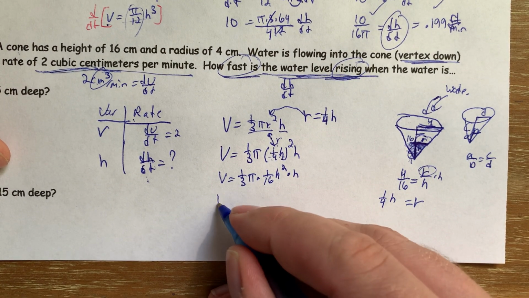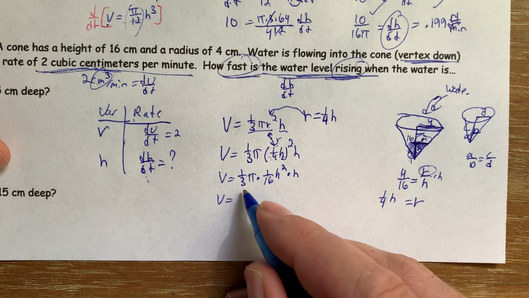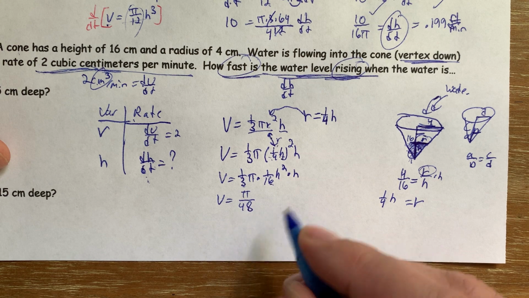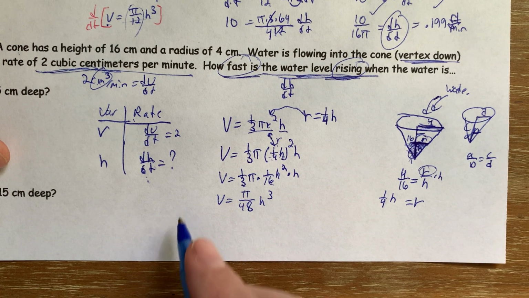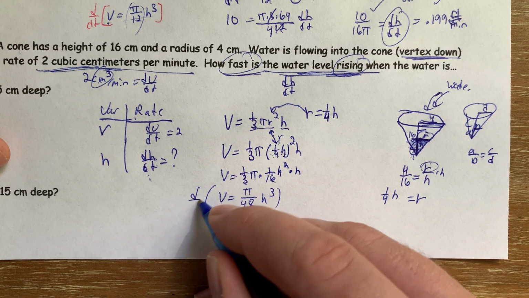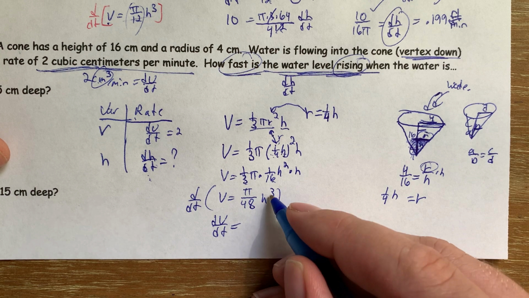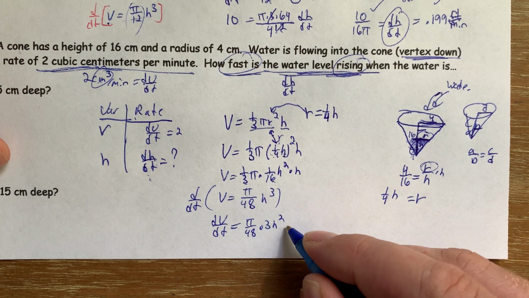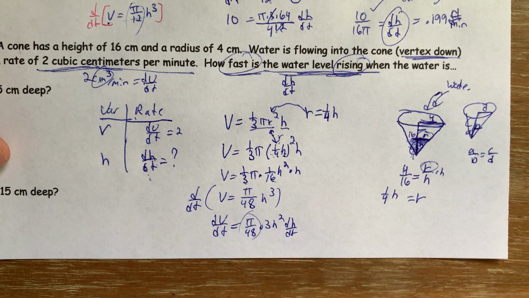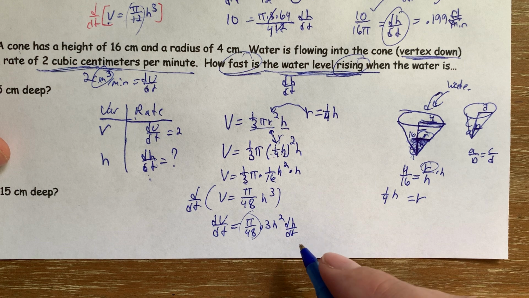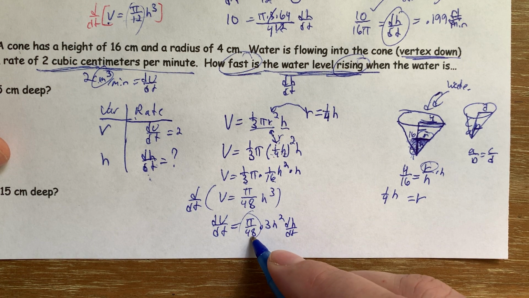I can simplify a bunch of things. 1/3 times 1/16, the denominators will multiply, and I'm going to move the pi on top. This is pi over 48 times h cubed. And so now I can do d dt. So dV dt, this is doing the derivative with respect to t on both sides, is equal to pi over 48 times 3h squared dh dt. This was a constant multiplier, so I just left it there. I can simplify a little. Multiplying by 3 and dividing by 3 will cancel out a little bit. And so this is pi over 16.